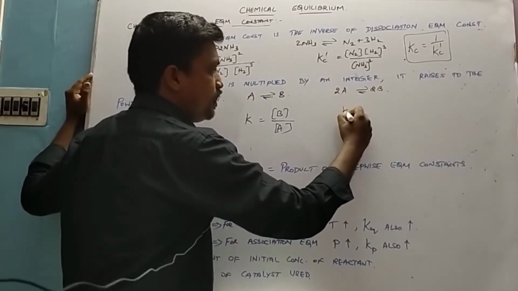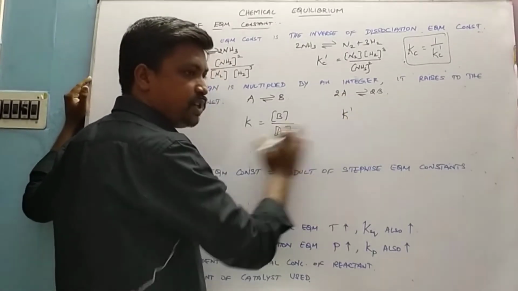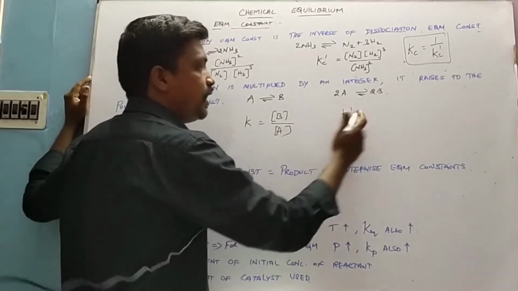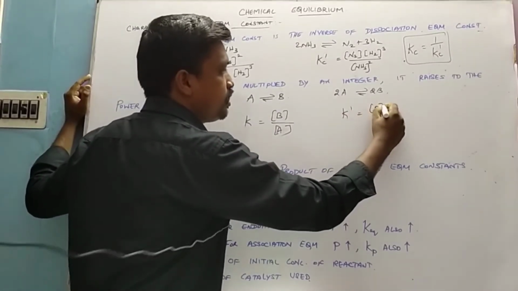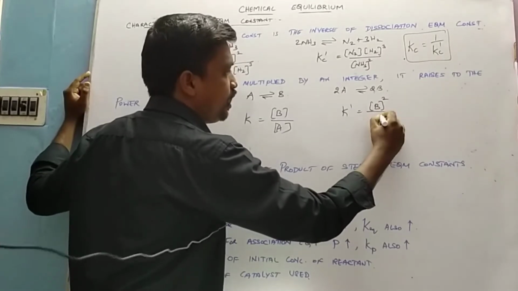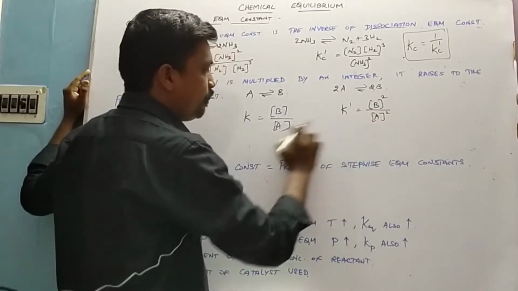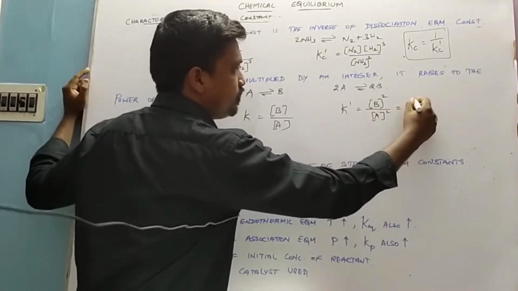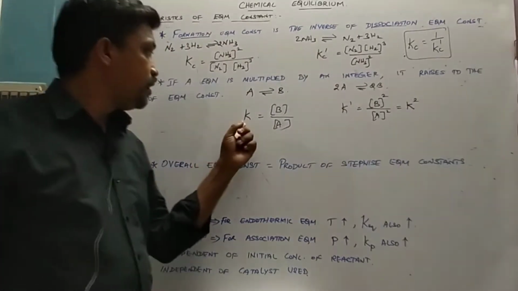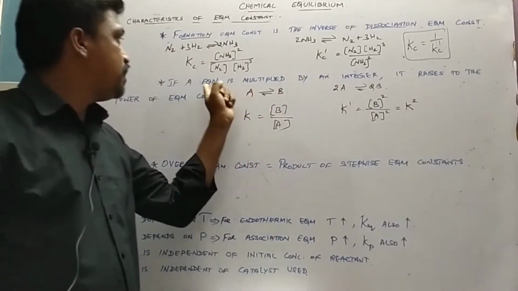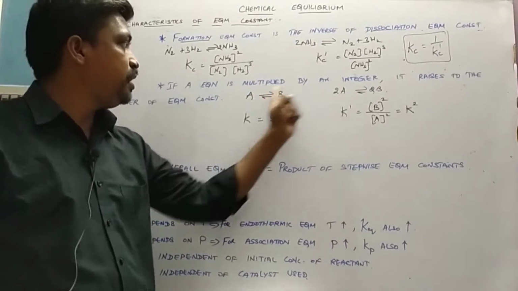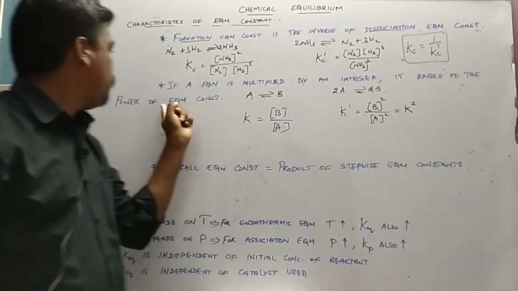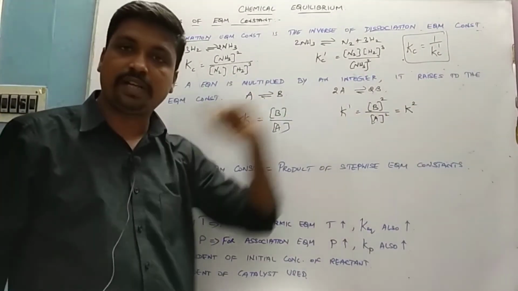Let it be K dash. In order to differentiate, I am taking this as K, this as K dash. K dash is equal to the concentration of B to the power 2 by the concentration of A to the power 2. Compare these two equations. I may write this as K square. That is the thing: if an equation is multiplied by an integer 2, the equilibrium constant is raised to the power 2.